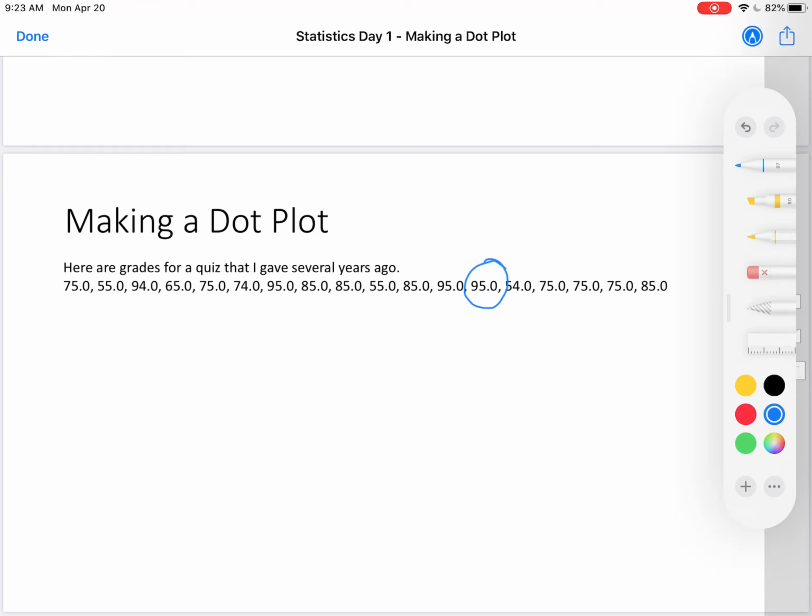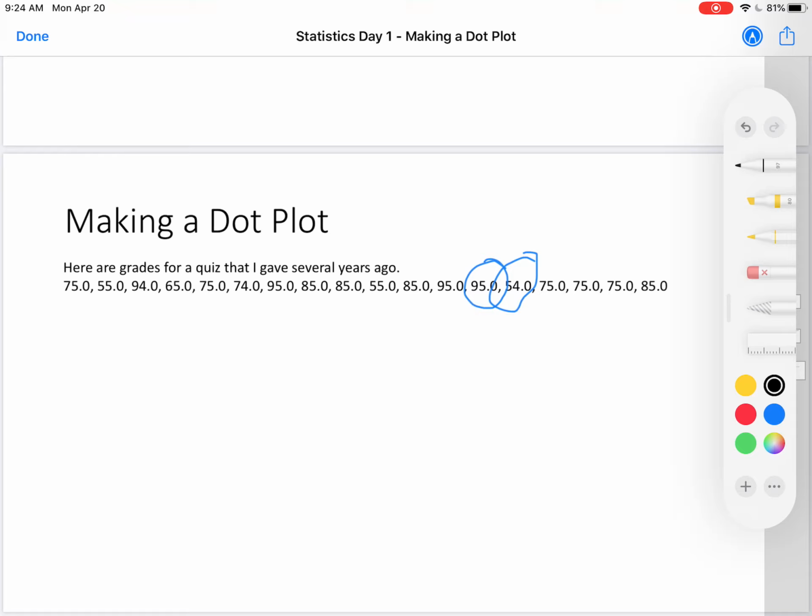Now I'll look through again, I'll find the lowest value. The lowest value is right next to that 95, it's 54. So I found the highest value, the maximum, and the lowest value, the minimum. I'm going to ignore all the other numbers for right now. But it's time to make the dot plot.